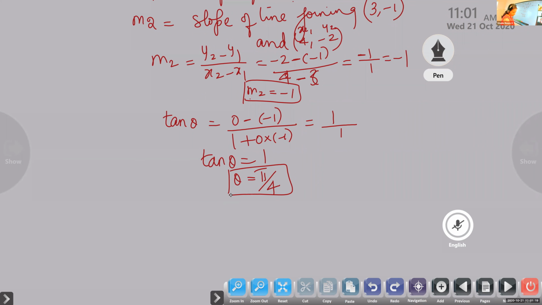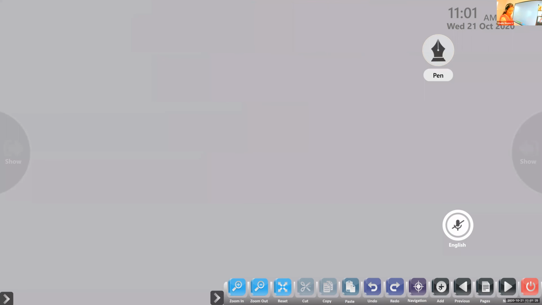Write the next one. Next question. If the angle between two lines is pi by 4 and slope of one line is 1 by 2, find the slope of the other line. M2 is equal to question mark.